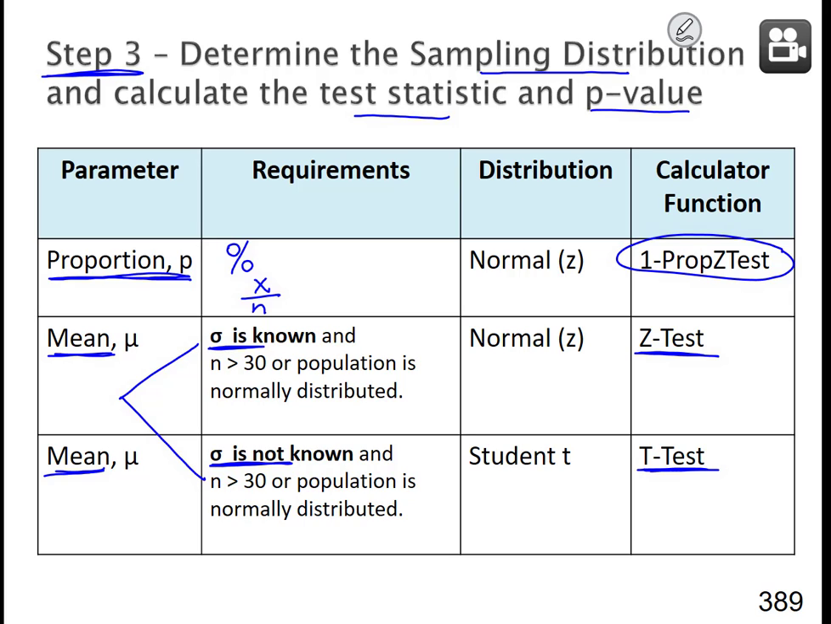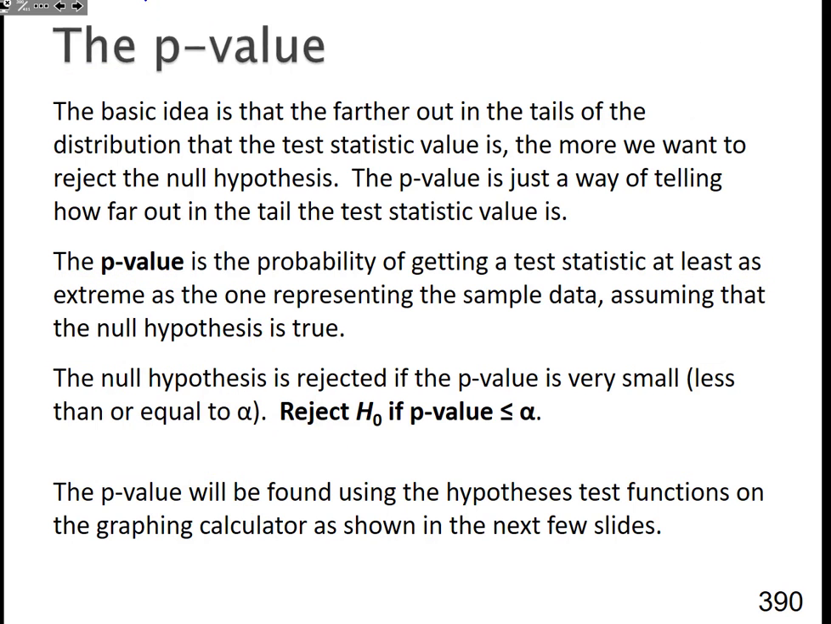Remember that if sigma is known, you will have 3 words: population, standard, deviation, if they don't give you the symbol. If sigma is not known, they might tell you S equals, or they'll use the word standard deviation, but without the word population. So the first thing you have to do is decide which of those 3 tests you're going to use, and then it's just a matter of typing in all the information that's given from your problem.